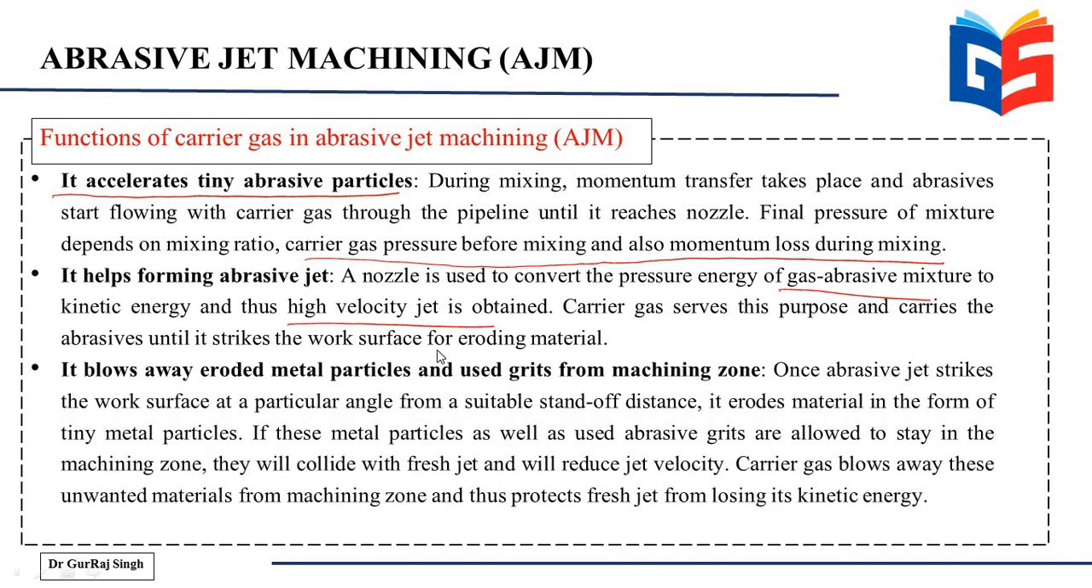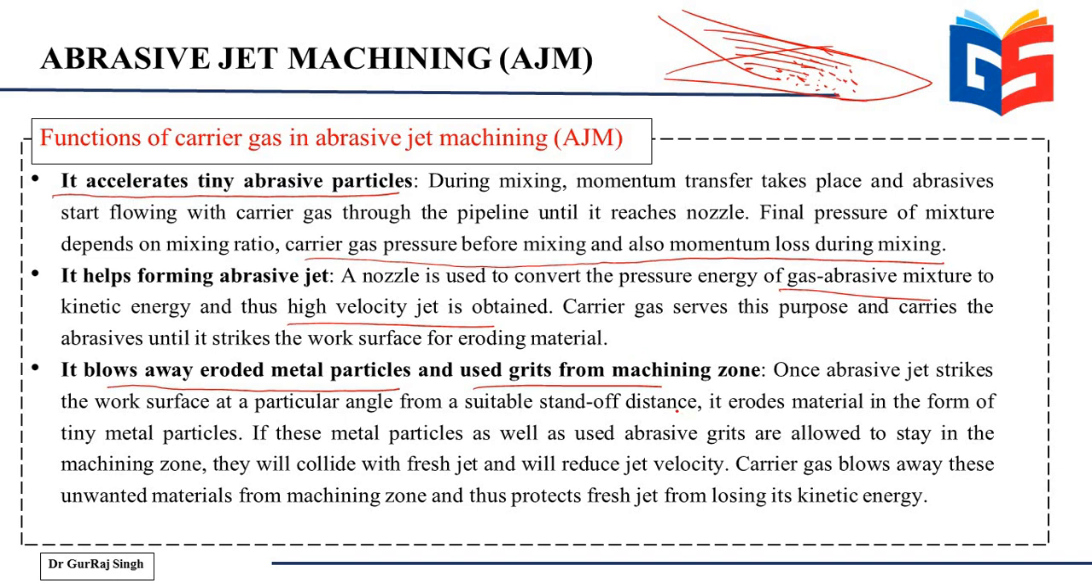Thirdly, it blows away the eroded metal particles and the used grits from the machining zone. This is again a very important application of the carrier gas, because when you are performing the machining operation, your metal particles and abrasive particles may tend to get deposited or scattered onto the surface. But since you have a gas at a very high pressure flowing onto the surface, it blows away these eroded metal particles as well as the grits from the machining zone, thus making it all clear.